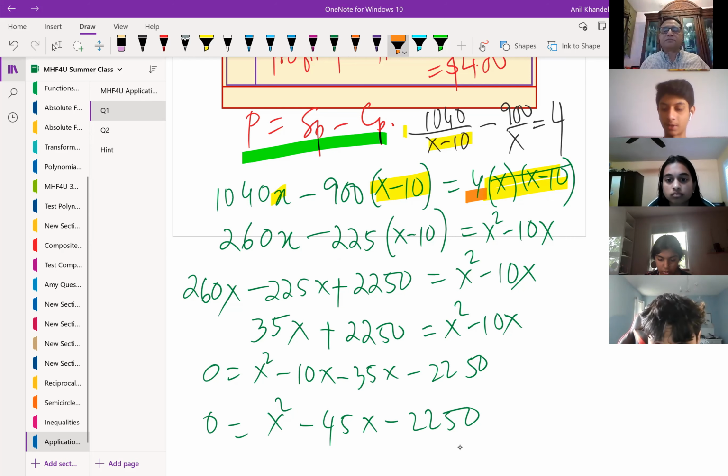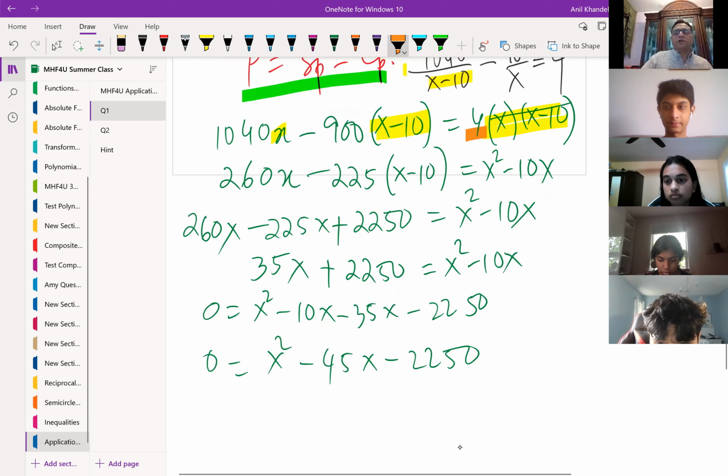Sir, it's the same equation, and x is equal to 75. Oh, you got the answer also. Very good. Did you factor or use the quadratic formula? I used the quadratic formula, sir. Better. So just use the quadratic formula.